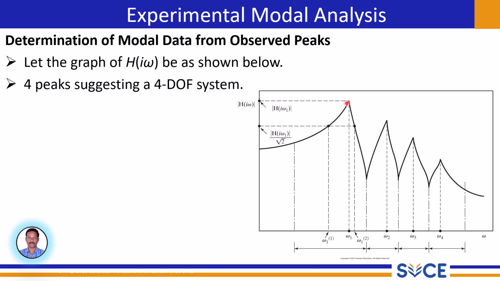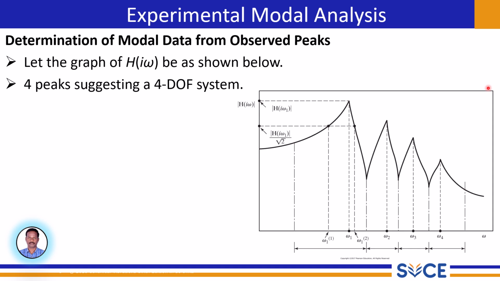The graph shows a plot of the magnitude of the frequency response function as a function of frequency omega. Notice that there are four distinct peaks: omega 1, omega 2, omega 3, omega 4. Four peaks suggest a 4 degrees of freedom system. In general, for a linear system, each natural frequency will correspond to a peak in the magnitude of the FRF. The first step is to simply identify the frequencies at which these peaks occur.